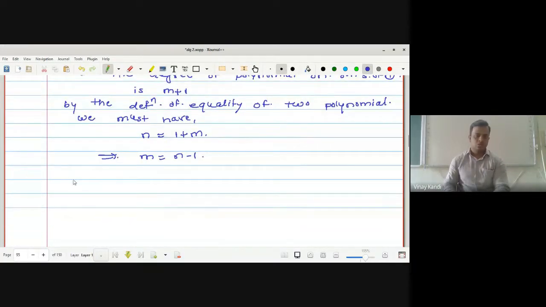So this implies the degree of q of x, what is m, is the degree of q of x, and n is the degree of p of x, minus 1. Hence the proof. Any doubt?